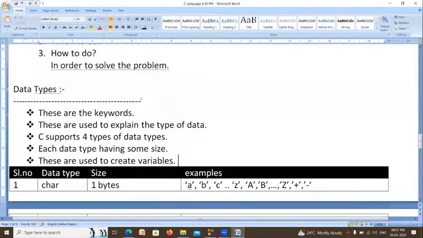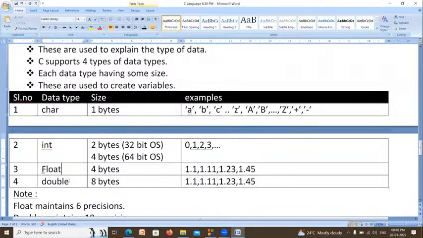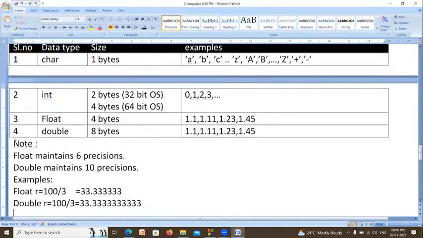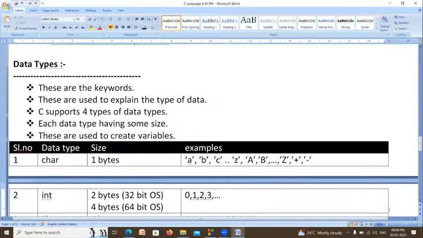In C language, how many data types are there? 4 types of data types are there. What are those? Character, integer, float, and double. Character means alphabets and symbols. Integer means round numbers. Round numbers are called integers. Floating point number means it has a decimal point. Double also has the decimal point, but float maintains only 6 fractions. Whenever you say 1.1, then float will be stored like 1.100000. Why? Because it will maintain 6 fractions: 1, 2, 3, 4, 5, 6. So it is called float. But double maintains 10 precisions. That is the difference, right? Now, my dear students, note this.